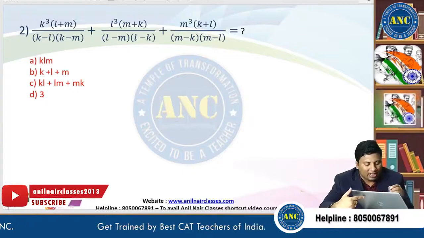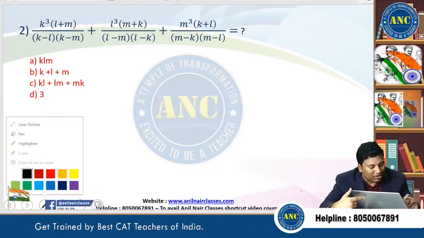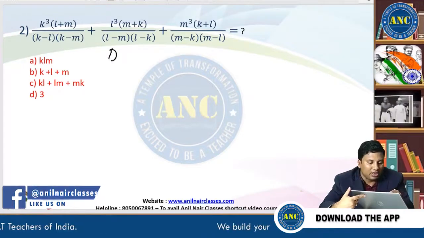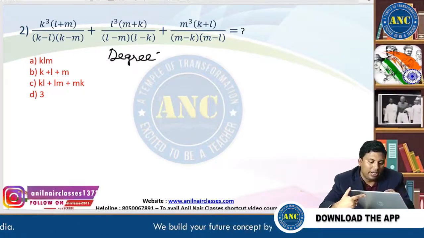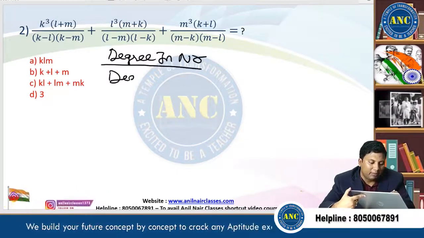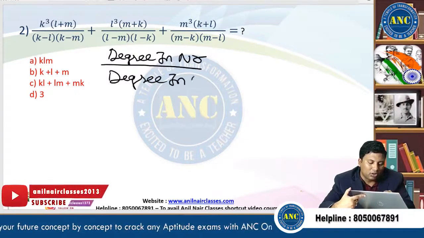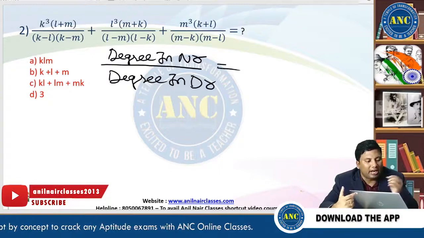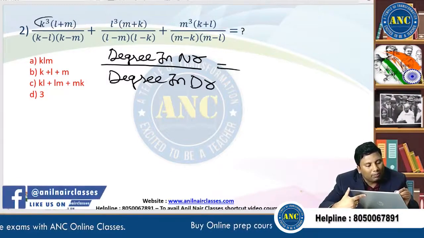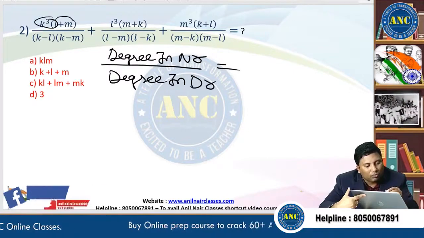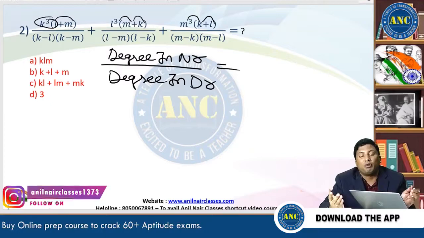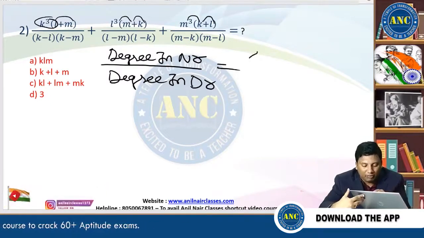Method 1, Method 2, same idea. Now this question is nothing but a rational function. So same thing we will do: degree in the numerator minus degree in the denominator. We will do it a little slowly. Degree in the numerator: K cubed L to the power 1, 3 plus 1 is 4. Here also 4, 4, 4. Maximum of 4, 4, 4, 4 is nothing but 4.